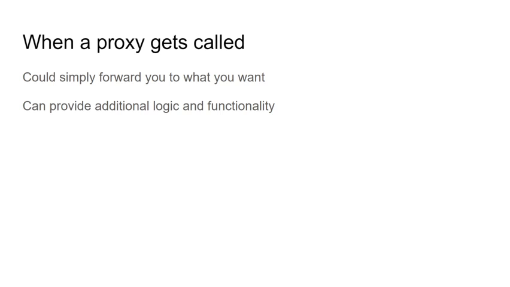So what happens when a proxy gets called? When a proxy gets called, you can simply forward it. The proxy just acts as something that forwards the user to whatever they are trying to access, or it can provide some additional logic and functionality. For example, it could cache when operations of the real object are too resource intensive, or it can check preconditions before the operations in the real object are invoked.